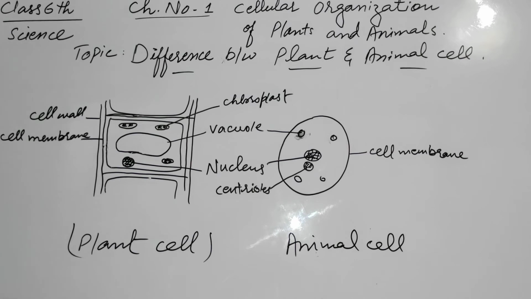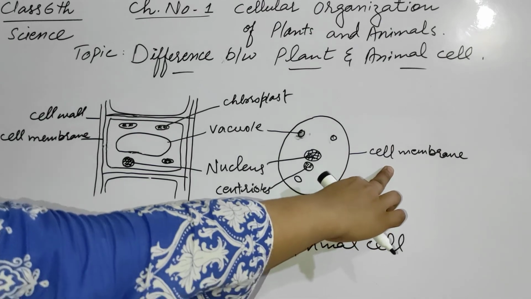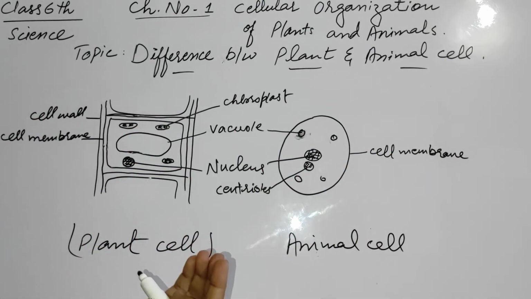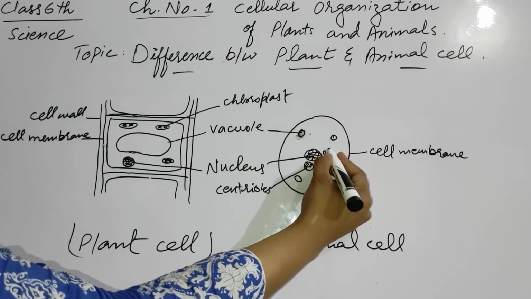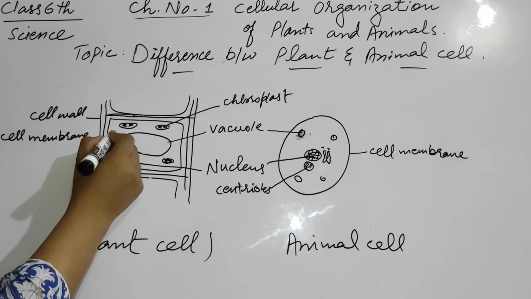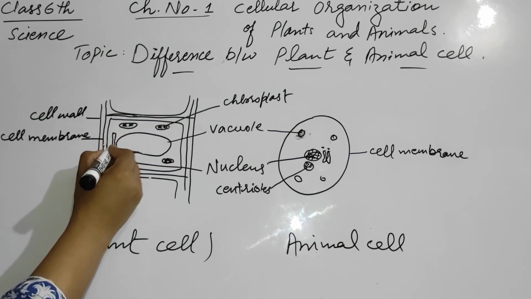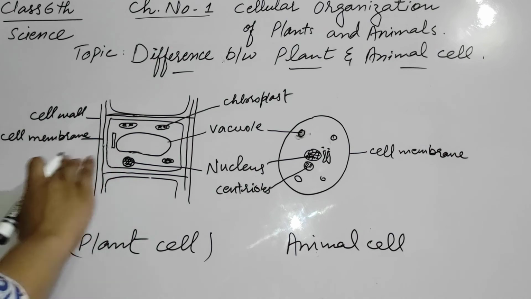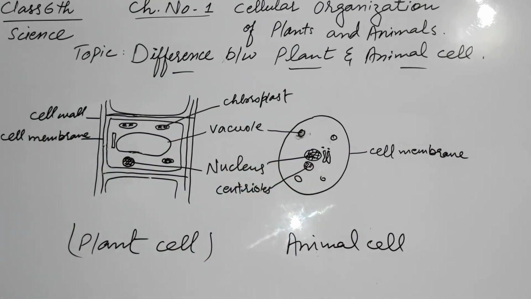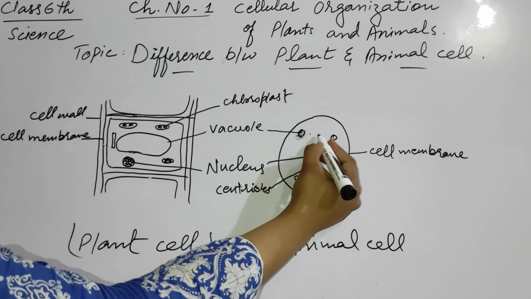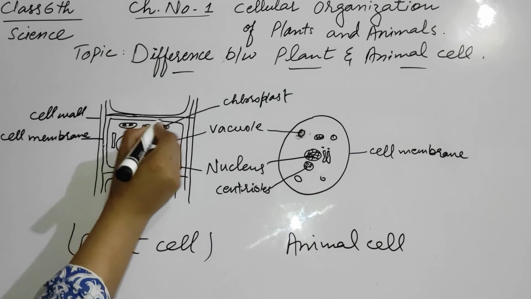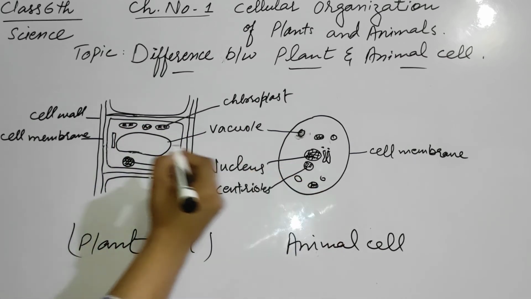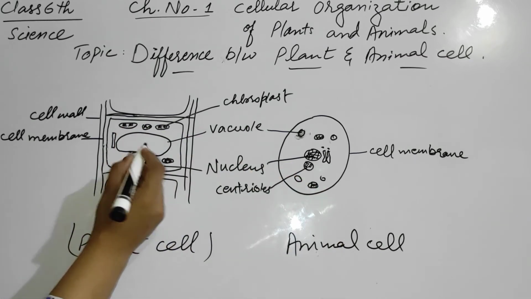Before this, I told you about the similarities, and the similarities are the nucleus, cell membrane, and endoplasmic reticulum. These are the same structures which are found in both cells. Endoplasmic reticulum, rod-like structures, are present in both cells. Mitochondria are also present here. Okay, these are the similarities in both cells.